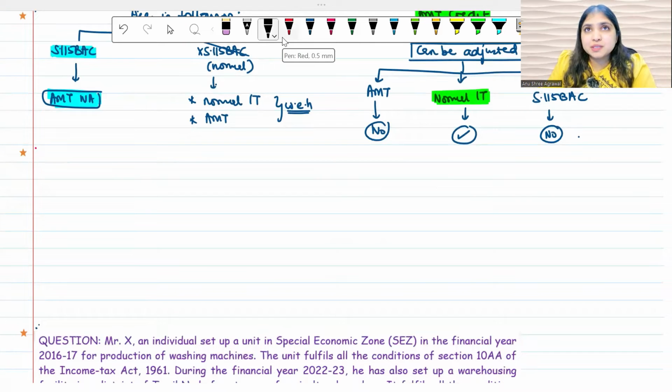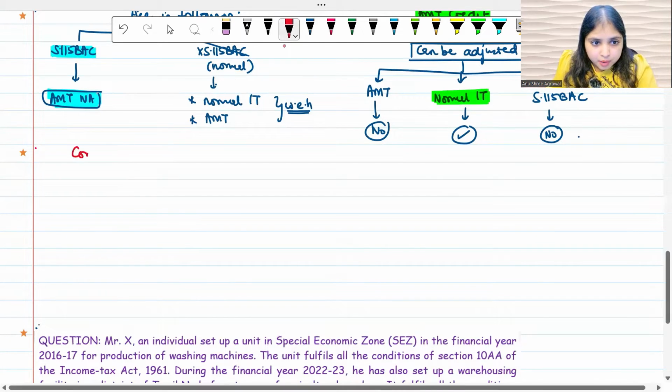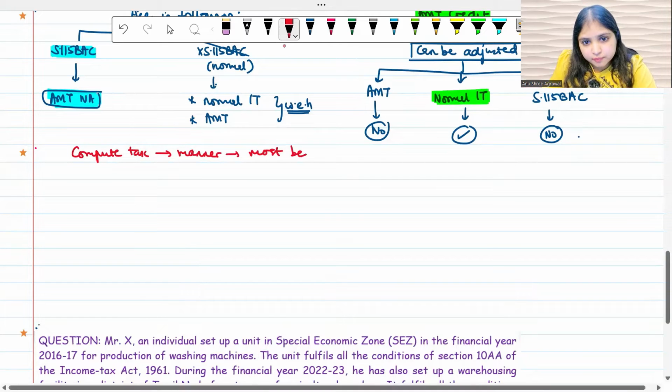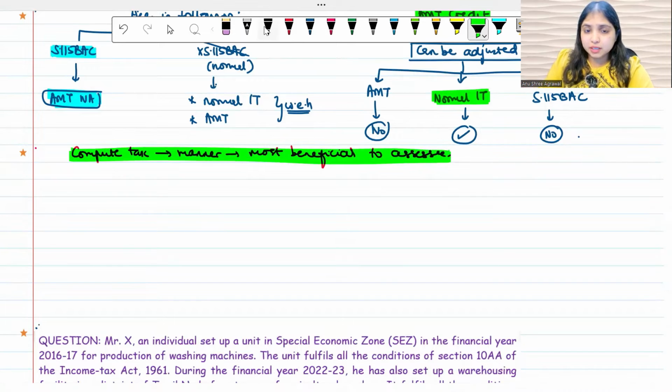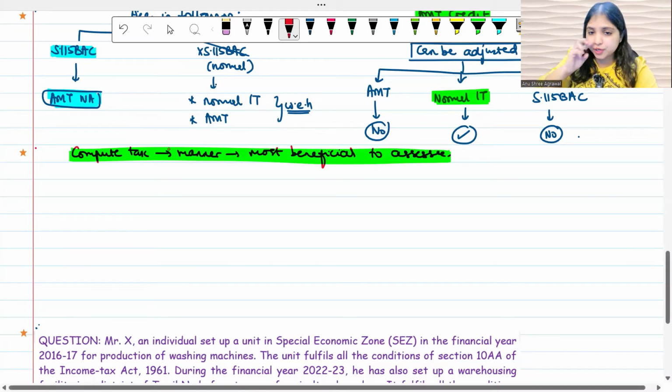Now, sometimes what happens is the examiner asks us to compute tax in the manner most beneficial to the assessee. In a situation like this, I'll give you a very simple method in which you can compute tax. Many times students make a mistake when it comes to this. A lot of silly mistakes happen over here. So I'm giving you a very simplified manner in which you can handle a question like this.